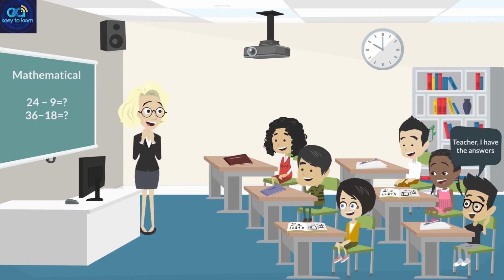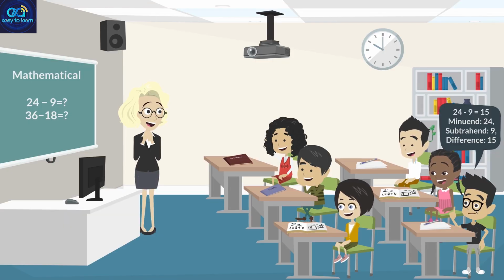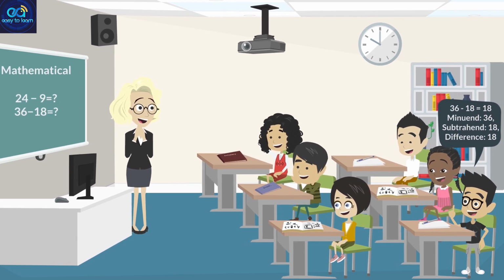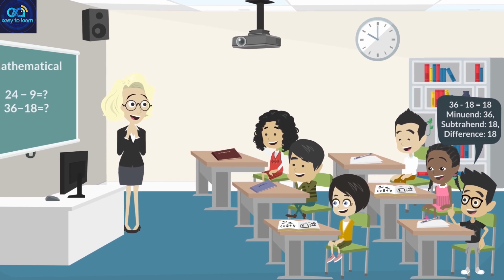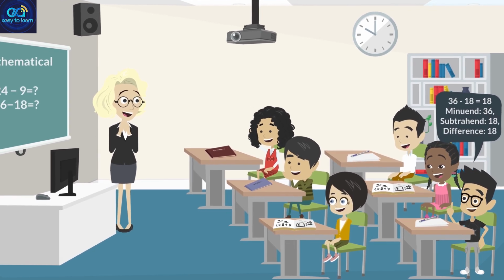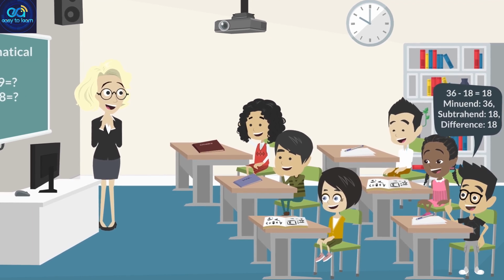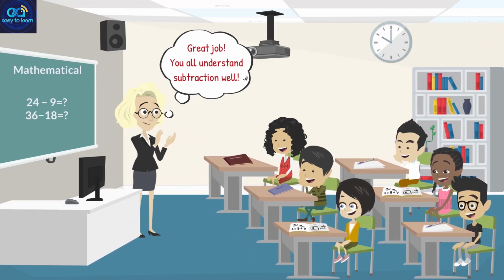Teacher, I have the answers. 24 minus 9 equals 15. Minuend 24, subtrahend 9, difference 15. 36 minus 18 equals 18. Minuend 36, subtrahend 18, difference 18. Great job! You all understand subtraction well.